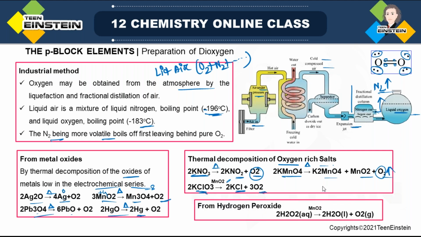And one more method is from hydrogen peroxide. Hydrogen peroxide is H2O2. Again, we are using the same catalyst and it is decomposed to water and oxygen. So all these chemical methods can also be used for production of oxygen when it is not the industrial method. Okay. Is there any doubt in the preparation method of oxygen gas?